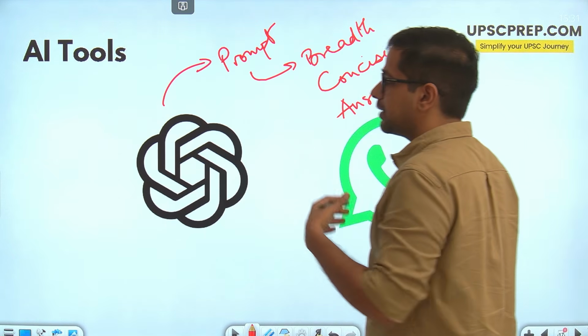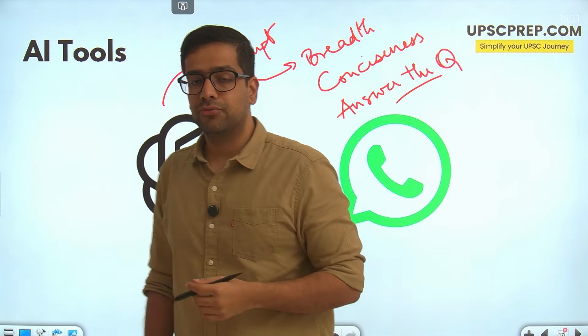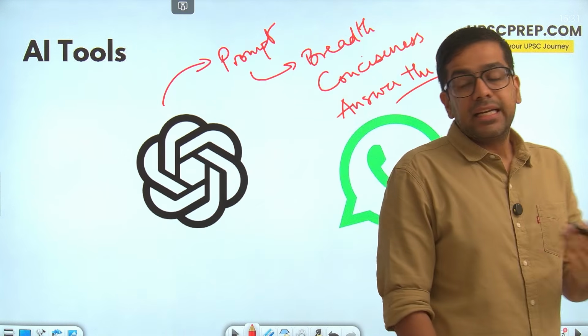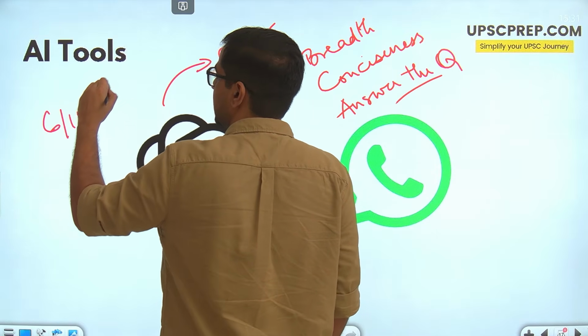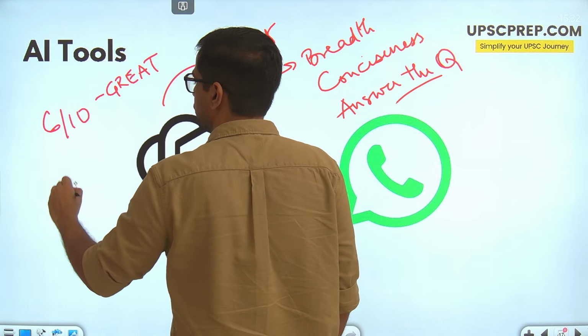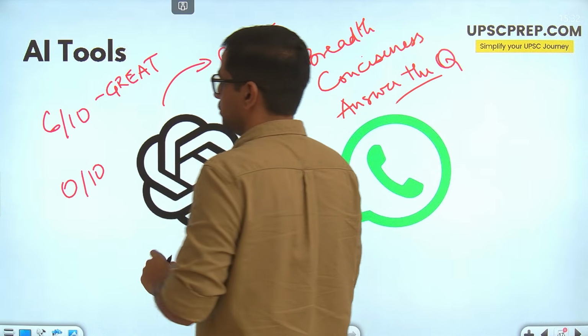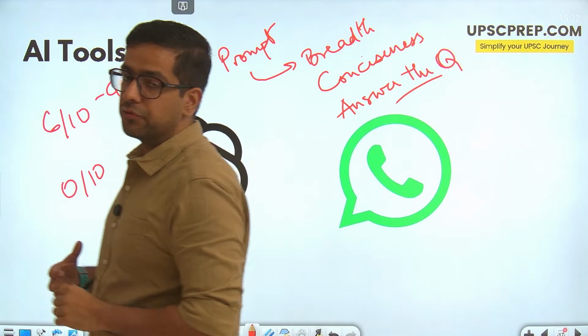So on these 3 criteria you can ask ChatGPT to rate your answer on a scale where a great answer will be 6 marks out of 10. This is great. A bad answer is 0 on 10. So 0 to 6 is your scale. You can tell ChatGPT that, and ChatGPT will give you some feedback.